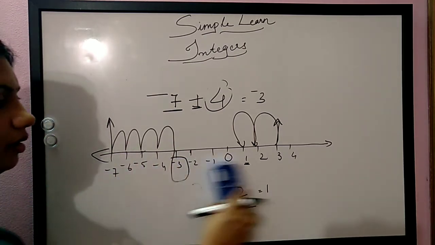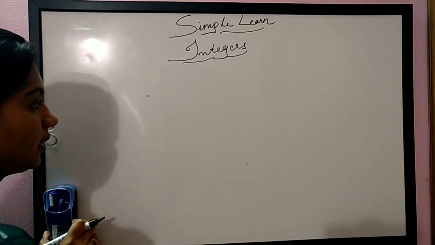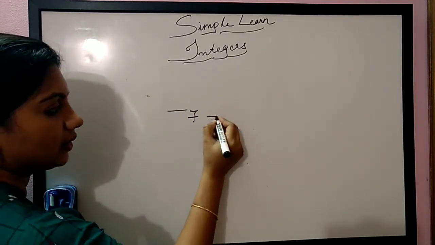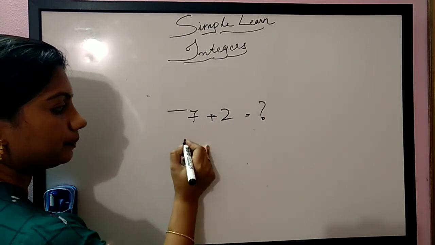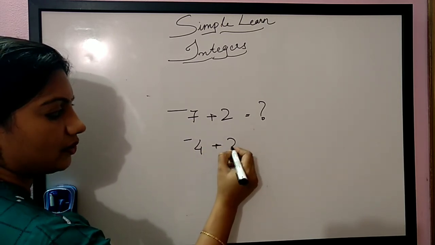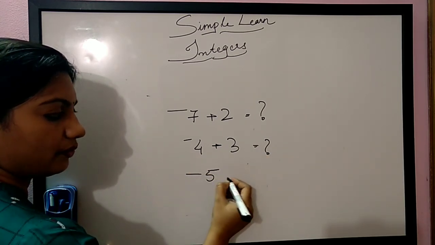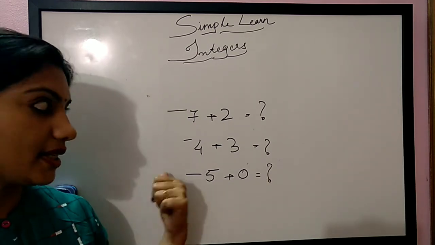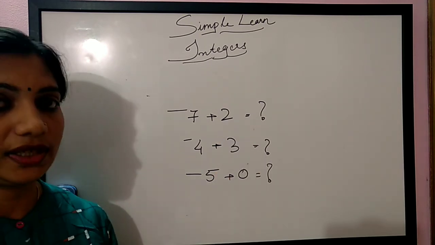So I'll give you some questions. You can try out these and comment. Negative 7 plus 2 is equal to? Negative 4 plus 3 equal to? Negative 5 plus 0 equal to? Try out these questions and comment me the answers.